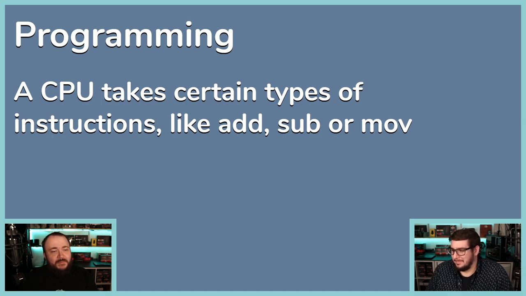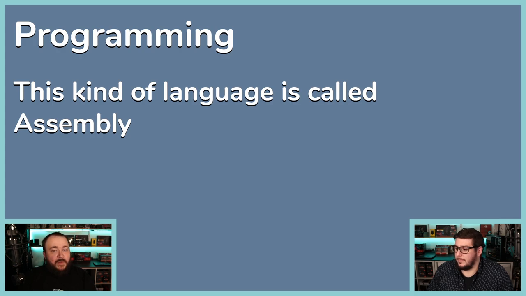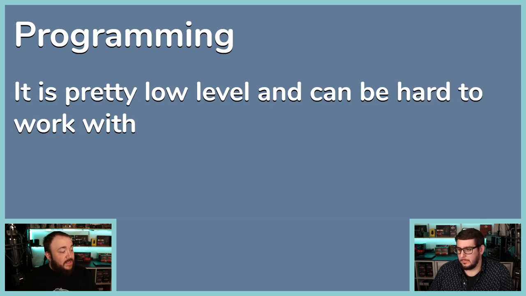So a CPU is a thing that takes certain types of instructions, like add two numbers together, subtract two numbers from each other, or move the data around. This kind of language is usually called assembly. This is just the raw instructions that go to the CPU, like add these two numbers, move the data here, subtract the numbers, ask a question. So this is pretty low level, and it can be hard to work with.